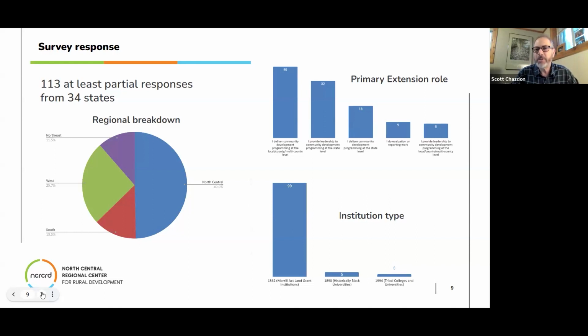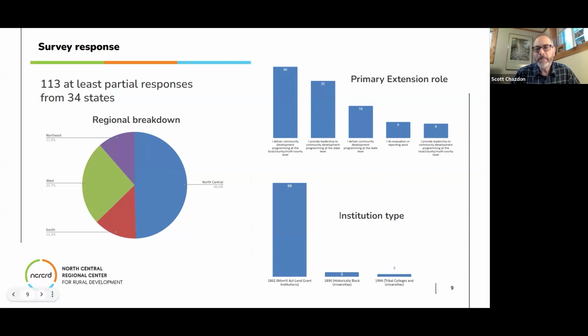And then in terms of the roles people play, we asked about people's primary extension role, and we got a good mix of people. The biggest group was people who actually deliver community development programming. The second group was people who provide leadership for the community development programming. And we even got 9 people who do evaluation or reporting work responding to the survey.